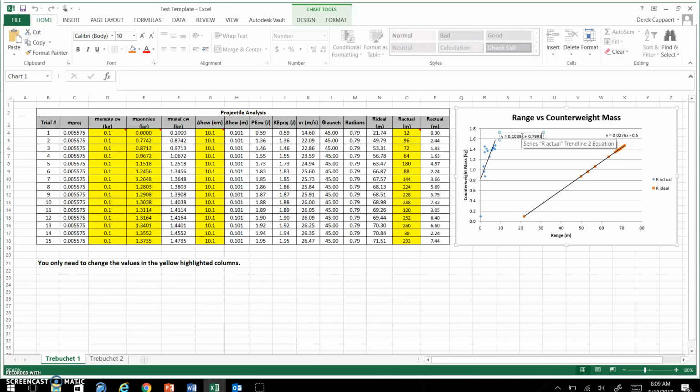So once again, I will say, for instance, you're throwing 5 meters. You will say, okay, the total mass of my counterweight is 0.1039 times 5 meters plus 0.7993. That's the total mass. Well, I want to know the pennies, so I'm going to subtract 0.1 from that. So ask me if you have any questions. That is a little complex.